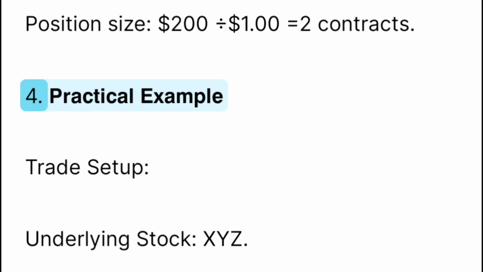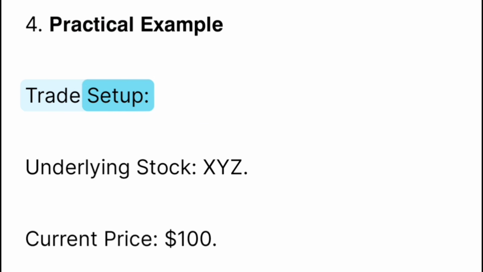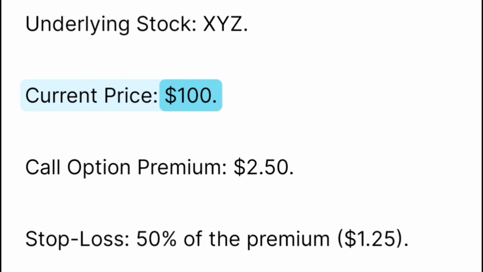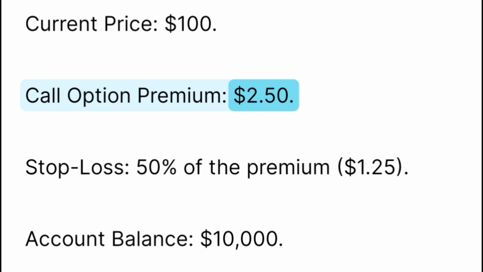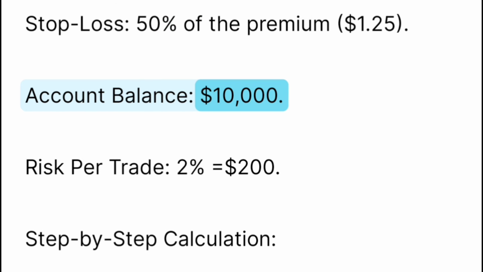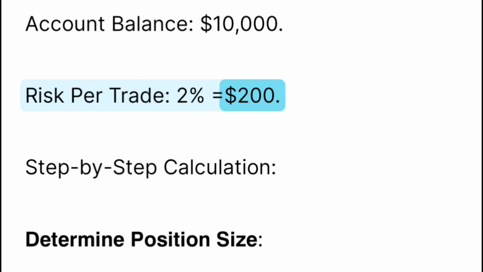4. Practical example, trade setup. Underlying stock XYZ. Current price, $100. Call option premium, $2.50. Stop loss, 50% of the premium, $1.25. Account balance, $10,000. Risk per trade, 2%, $200.